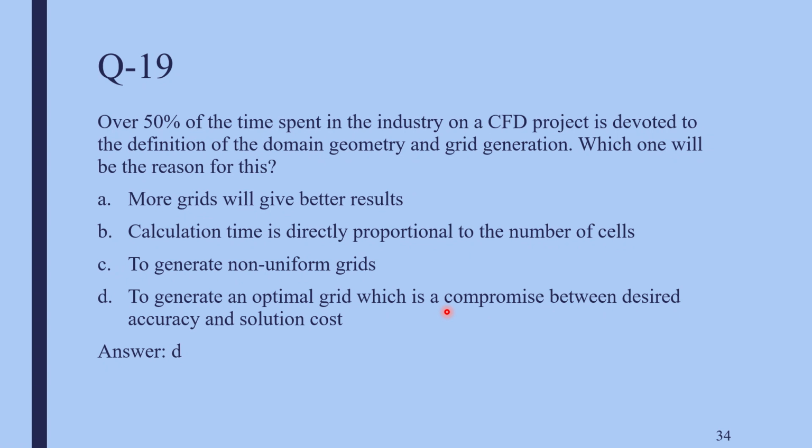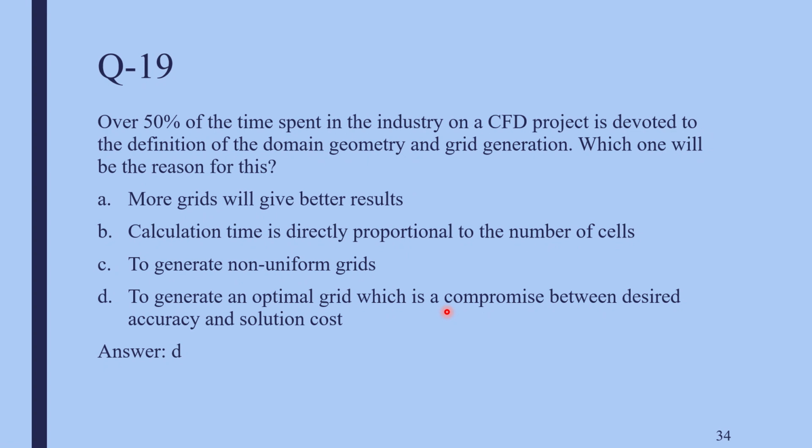So this is correctly given that when we are dealing with a CFD project, more than 50% of the time that we are spending would be on geometry creation and mesh generation. Recently one of my seniors told me that he has spent almost most of the time in mesh generation than anything else. The solution and all would be easily achieved if we give the proper mesh. So why do we have to spend that much time? Option A says more grids will give better results. Again, actually it is not true, because we need to have a proper grid size.